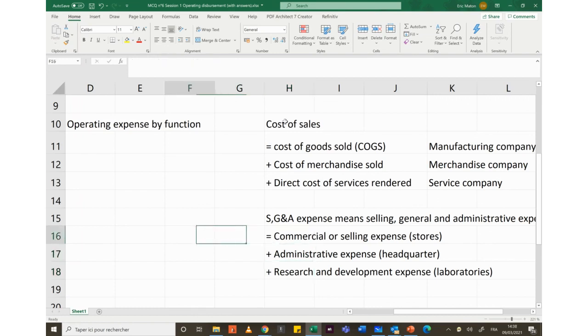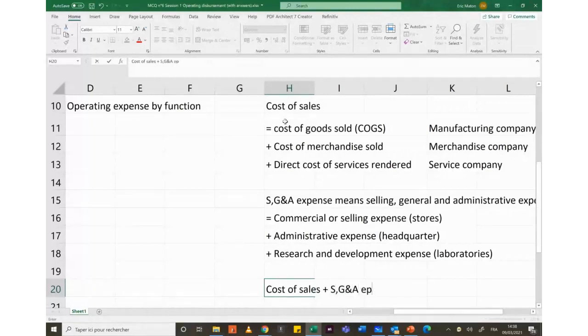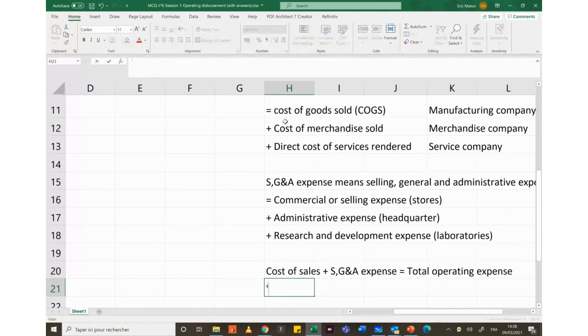So if we have the cost of sales plus the SG&A expense, you are sure you have the total operating expense. What we name total operating expense is what we use for the calculation of the EBIT. Sales revenue minus total operating expense is equal to the operating profit or EBIT.